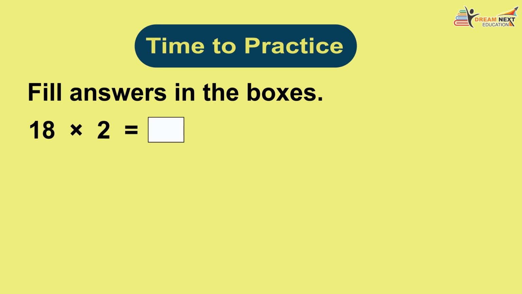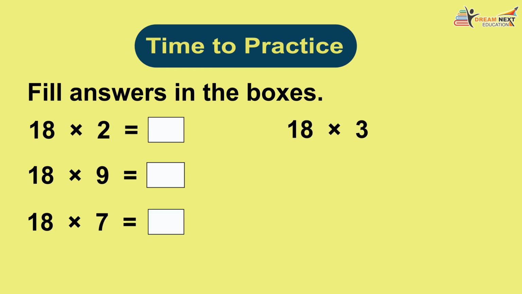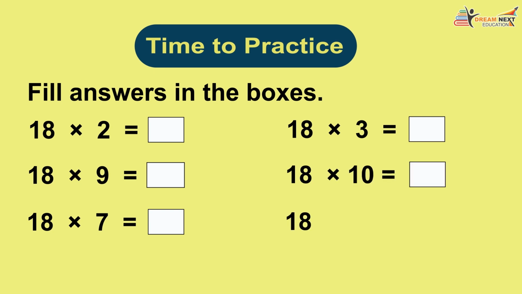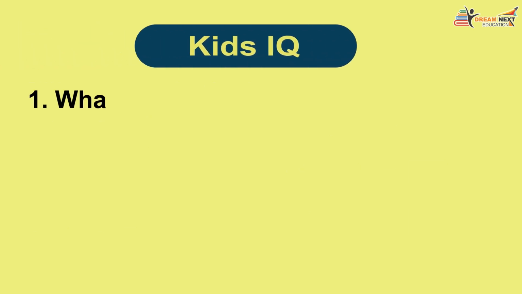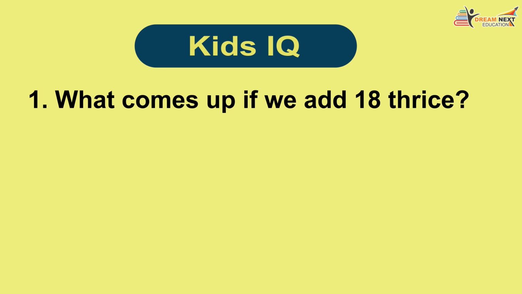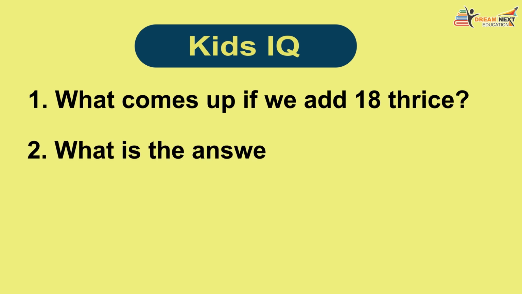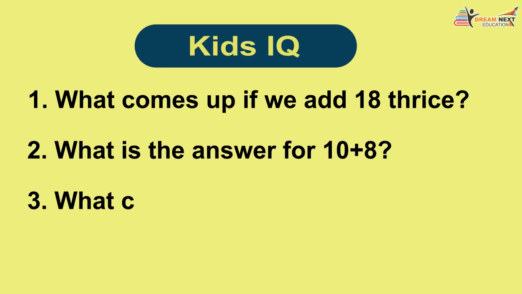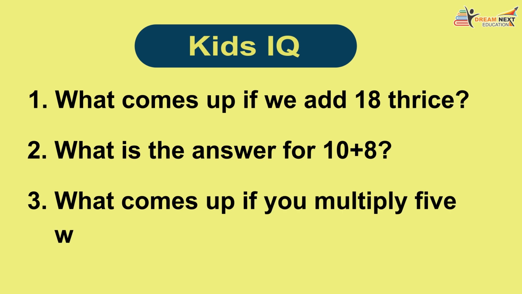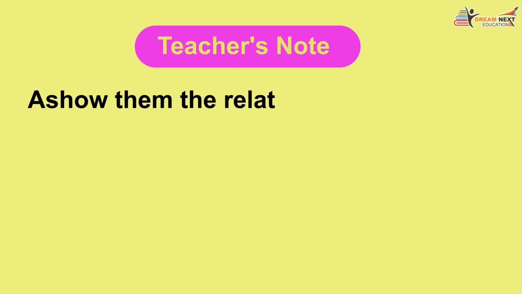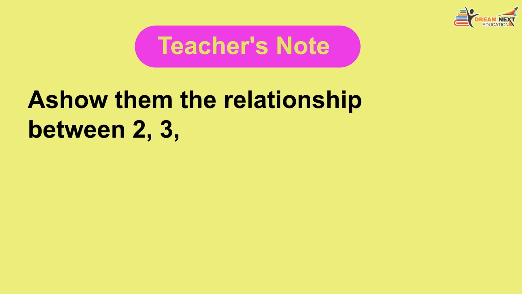18 into 2 is equal to, 18 into 9 is equal to, 18 into 7 is equal to, 18 into 3 is equal to, 18 into 10 is equal to, 18 into 6 is equal to. Kids IQ. What comes up if we add 18 thrice? What's the answer for 10 plus 8? What comes up if you multiply 5 with 6? Teacher's note: show them the relationship between 2, 3, 6 and 9.